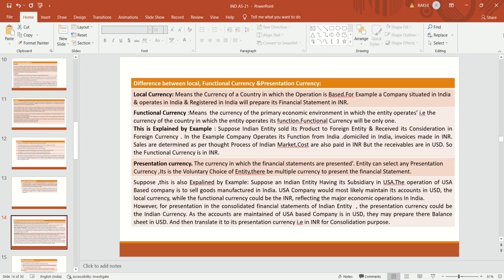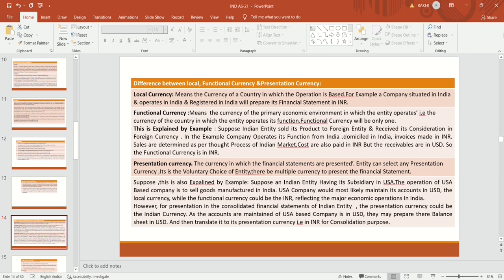While the functional currency would be INR, because the holding company is in India, the company manufactures these goods in India, the operations are maintained in India, the sales price is determined as per Indian factors, and the costs are paid in India.